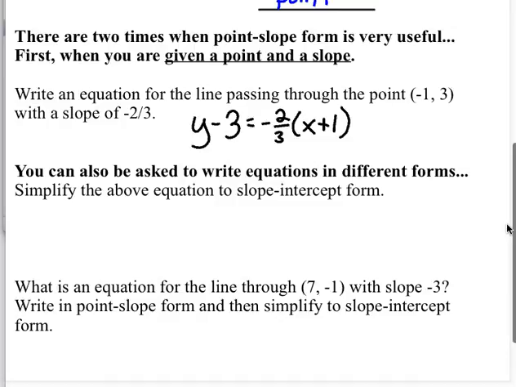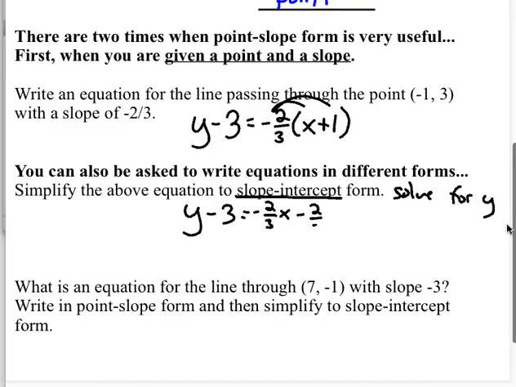Now, the neat thing is though, that I can go between forms. We already investigated yesterday that I can convert things into slope-intercept form. So if it tells me to put it in slope-intercept form, what that means again is solve for y. All right, so that's going to mean distributing this out. So I'm going to have y + 1 - 3 equals -2/3 x - 2/3. And now I'm going to add that 3 over to get it away from my y. So I'm going to have y equals -2/3 x.